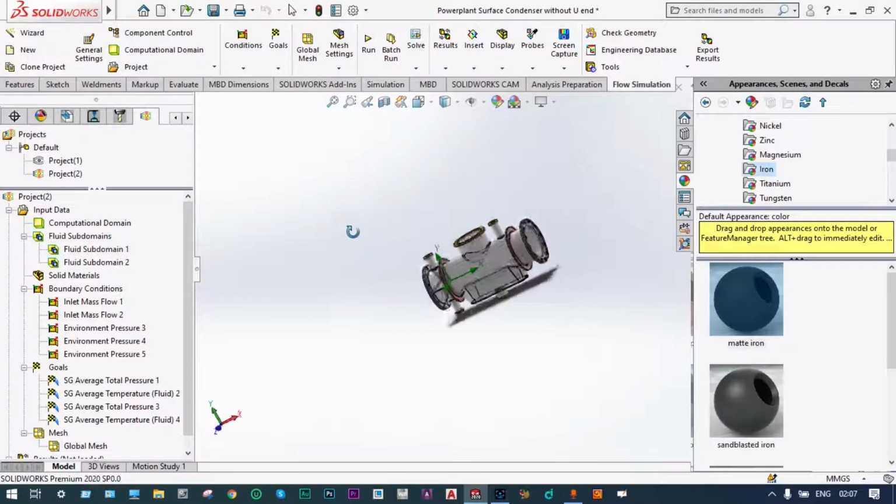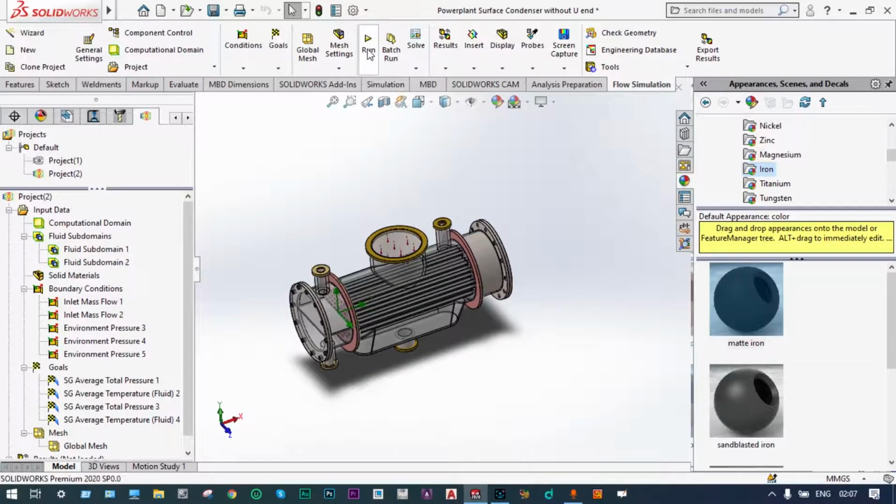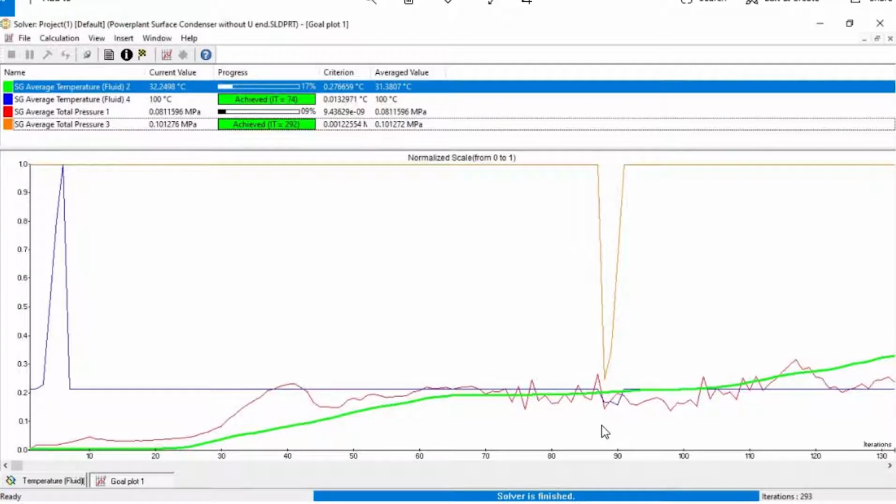Now we can run this simulation. Okay. So let us run this one. The solver window has started already. It is showing that solver window has finished its iterations. After 293 iterations, the solution is converged. We can see here the 4 goals we have already achieved. That is, temperature at the exit end of cold water is 32.24 degrees centigrade.